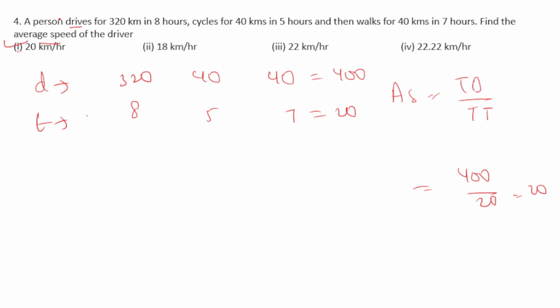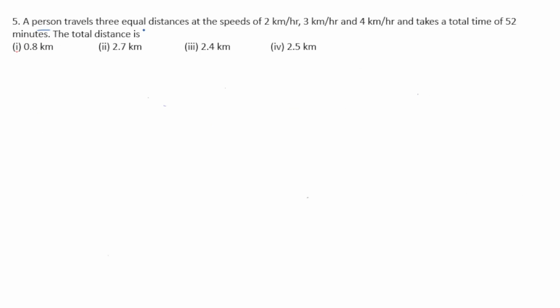First option. Next one. A person travels 3 equal distances at speeds of 2 kilometers per hour, 3 kilometers per hour and 4 kilometers per hour and takes a total time of 52 minutes. The total distance is what? He travelled equal distances. So we will take the distance as D here in the first part, and again D in the second part, and again D in the third part, because he travelled 3 equal distances. And these are the speeds: 2 kilometers per hour, 3 and 4.